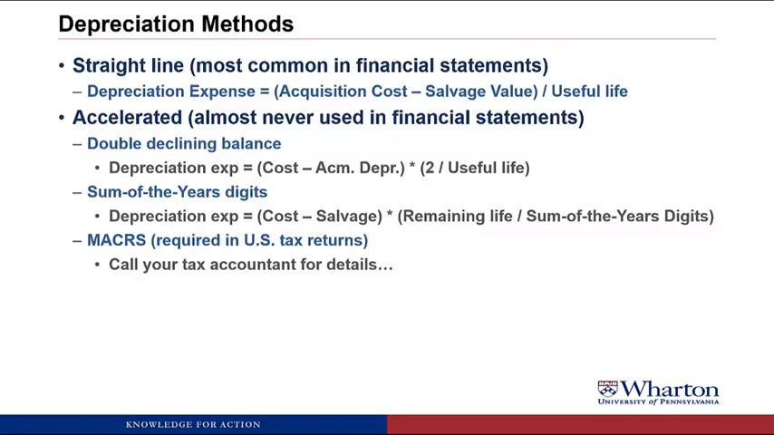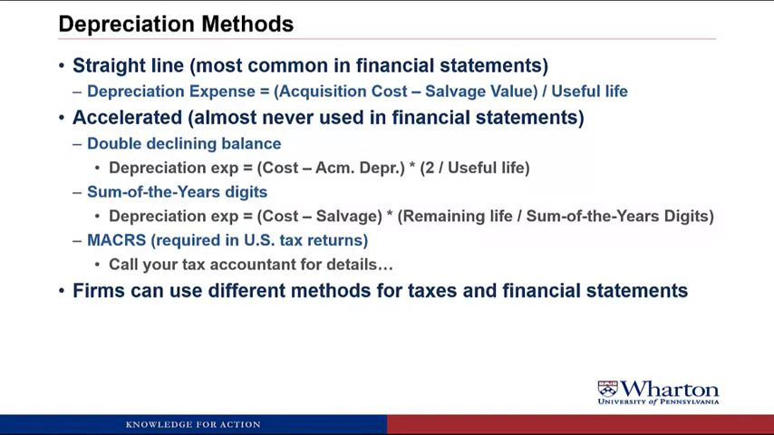So you have to go look up the tax code in a book or online to figure out what the accelerated depreciation schedule would be for a given asset. And this is just in the US, but just about every country in the world has their own accelerated depreciation schedule that they use for tax purposes, which you have to look up to find the specifics in each given country. The key point is that firms can use different methods for their taxes than they do on their financial statements.